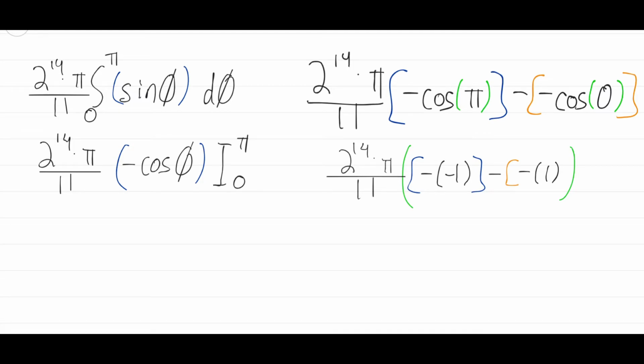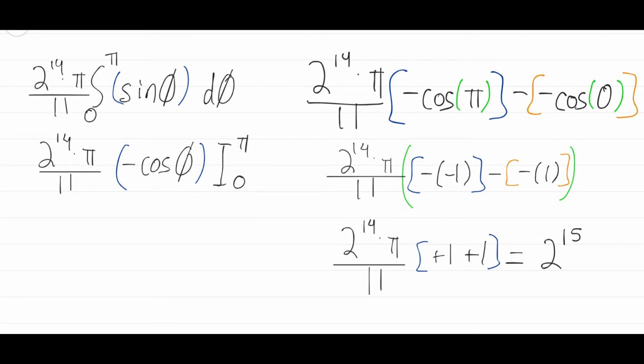In essence, we have to be very careful when plugging in the pi bound, because cosine of pi is negative 1, so just be very careful. Use a lot of parentheses, so that helps you keep track of your work. And we know that 2 to the 14th times pi over 11, and in the blue parentheses we have 2 minus signs, so it's a plus 1. Same thing on the right hand side, it's plus 1, because it's minus negative 1. So it's 2. So 2 to the 15th, because it's essentially 2 to the 1 power multiplied with 2 to the 14th. So 2 to the 15 over 11 times pi, and that's our answer for this spherical coordinate.